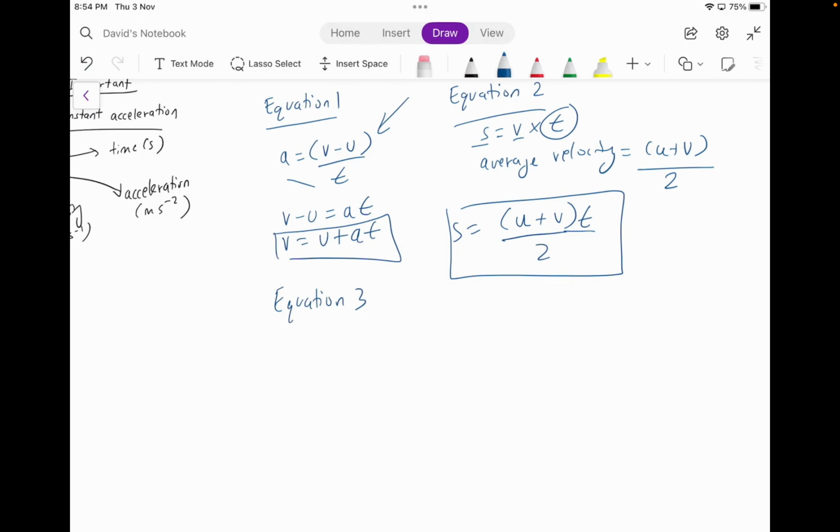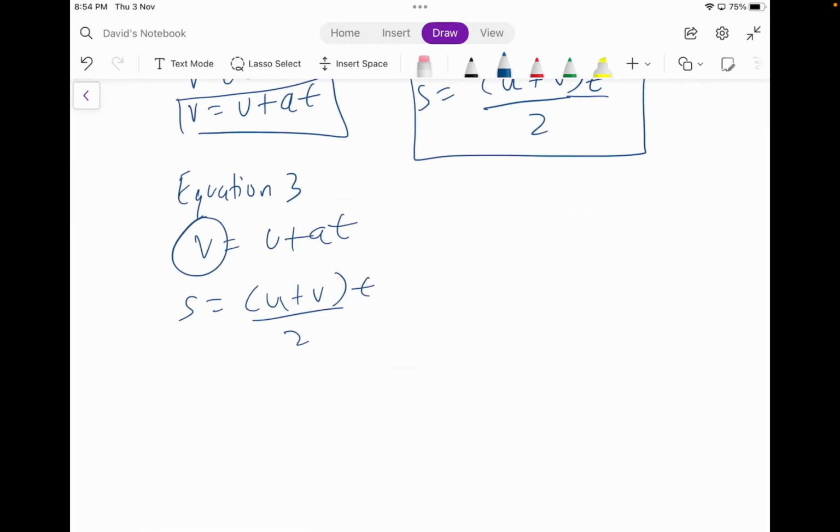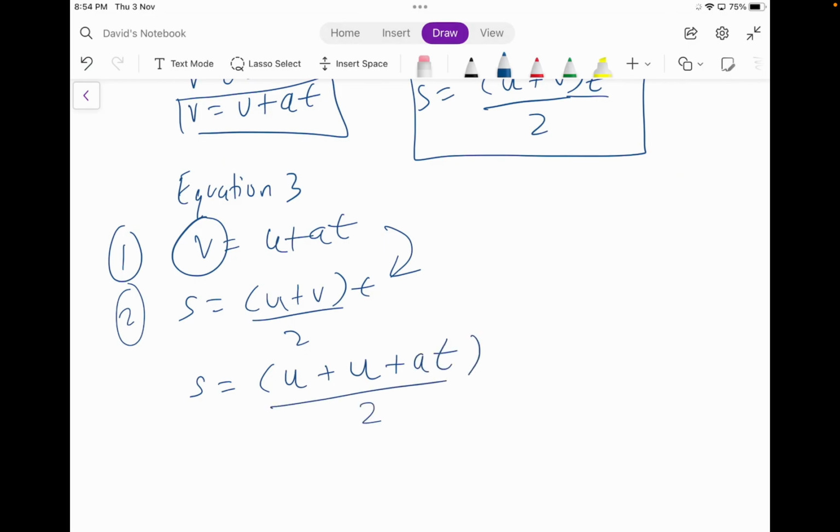So what you have to do is substitute the value of v, that is u plus at, in the place of the final velocity in equation 2. So what I mean by this is we're going to write both formulas down, divided by 2t. Since we know what the final velocity is, we just need to place it in the second equation. So it's going to become displacement equals (u plus at), divided by 2, times t.